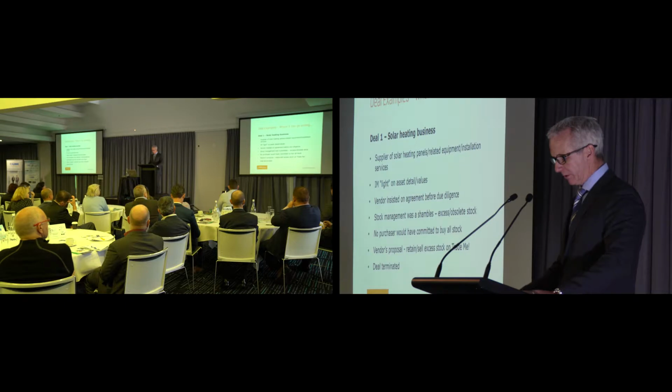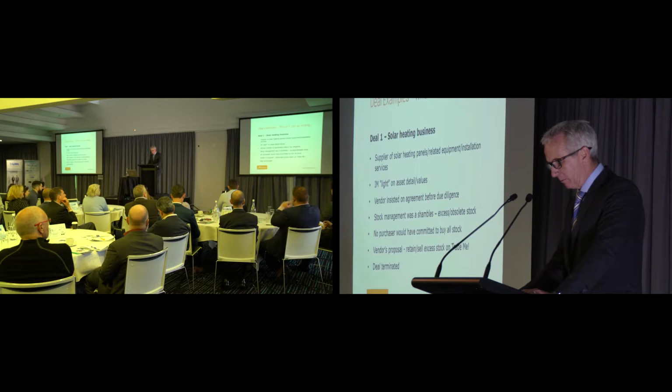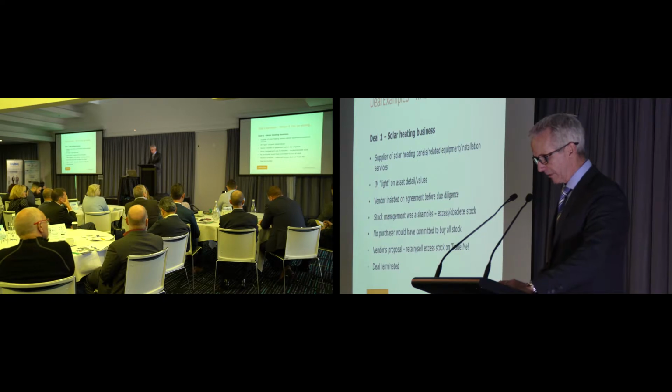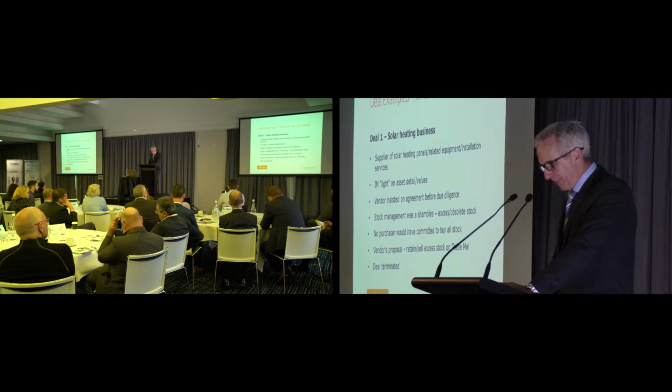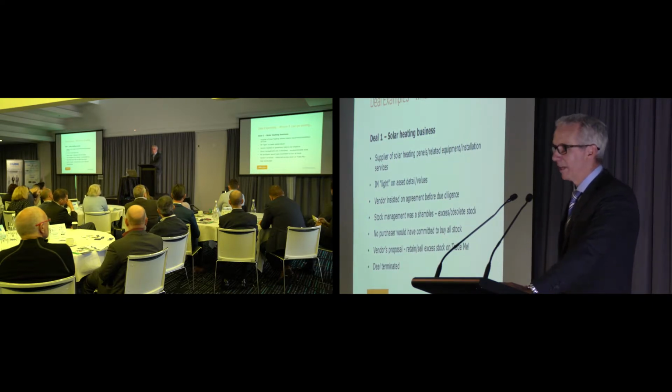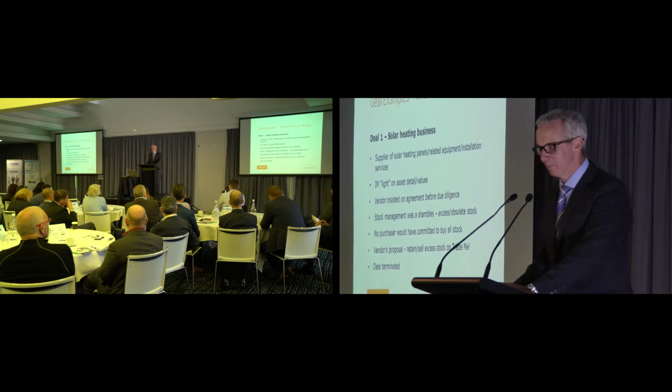So the first one was the sale of a solar heating business. This business was involved in the supply of solar heating panels and related equipment, and it also did some installation. There was an IM, but it was very light on asset details and values. It irritated me at the time because we were asked by the vendor or the agent to prepare a sale and purchase agreement on a pretty poor IM, and without having done any due diligence. So we didn't really know what we were actually buying, but nonetheless we were required to sign an agreement to buy it.